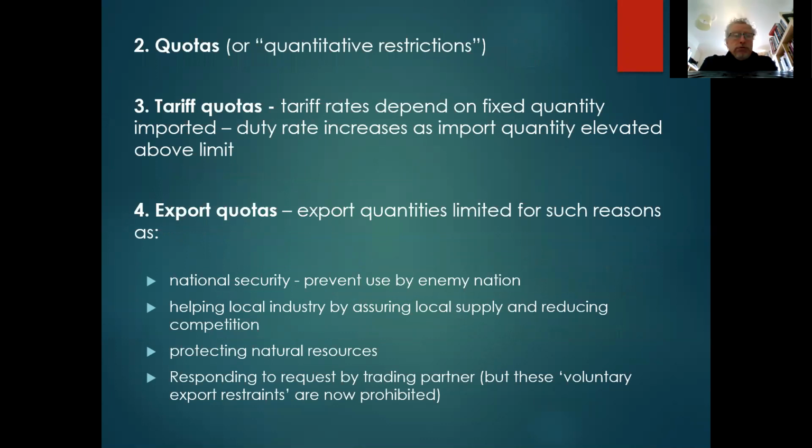The second type of border measure is so-called quotas, quantitative restrictions, right? What do we mean by this? It might be that you say we will only import 10,000 cars from Japan per year.